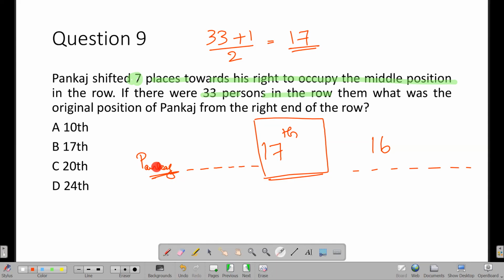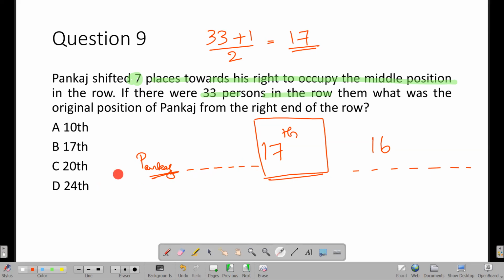Okay, so look at this. Pankaj is here. 1, 2, 3, 4, 5, 6, 7. He is shifting now 7 places towards his right, and thus he is occupying that middle position. Got it? So you can see that 1, 2, 3, 4, 5, 6, 7. Altogether, 16 should be there onto the left-hand side of the 17th position. Got it? So you can see that here 1, 2, 3, 4, 5, 6, 7.